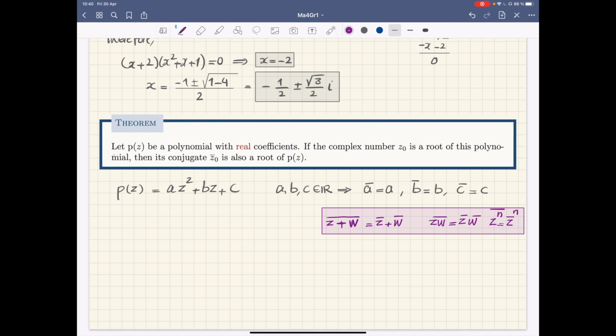Okay. Now you are telling me that z node is a root. Yes. So what can I conclude?